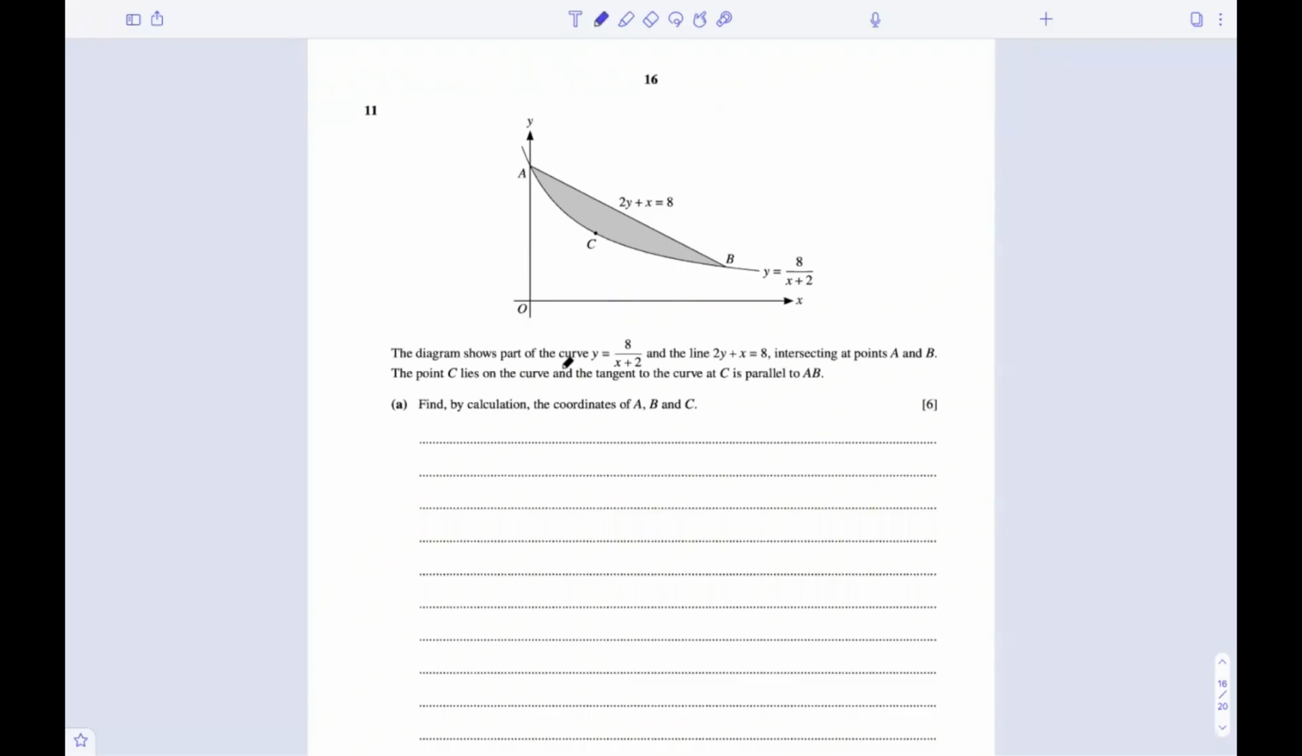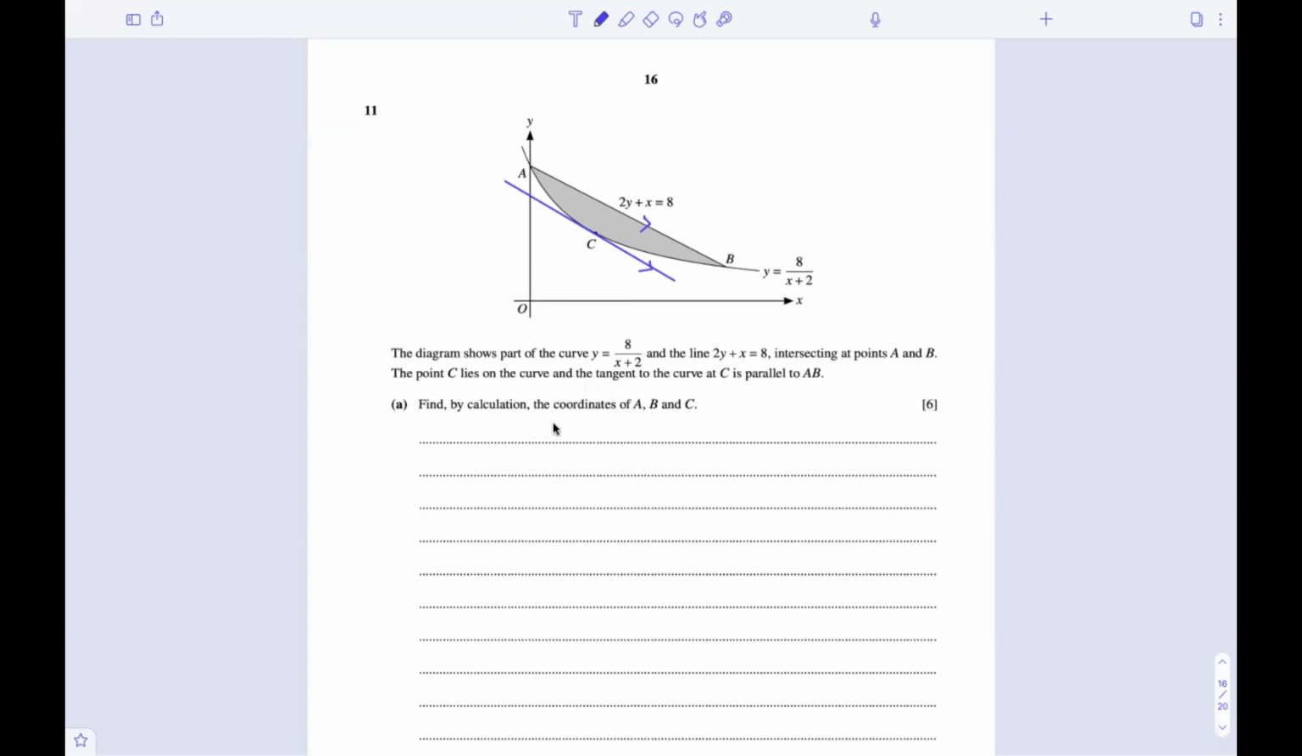In question 11, we have a curve y equals 8 upon x plus 2 and the line 2y plus x equals 8 intersecting at points A and B. The point C lies on the curve and the tangent to the curve at C is parallel to AB. So if we make a tangent to the curve at C, it is parallel to AB, which means that the gradient of AB and the tangent at C are equal. We have to find the coordinates of A, B, and C.